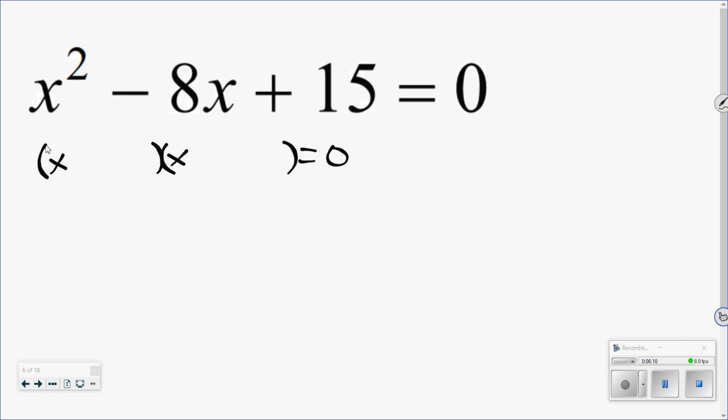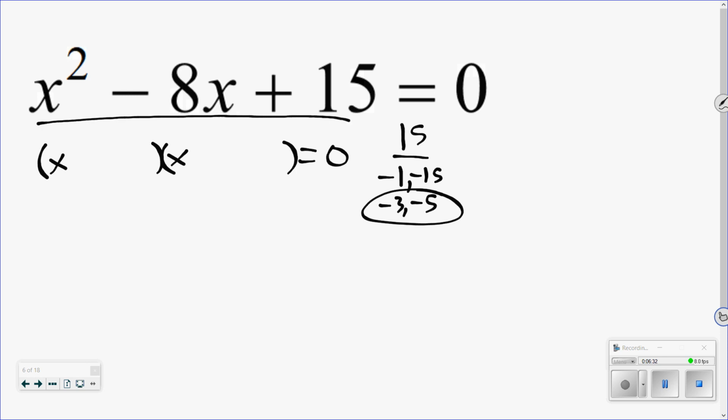When you go to do this one, be careful. To get a positive 15, it could be two positives or two negatives. The numbers have to add up to be a -8, so it's got to be two negatives. So -1 and -15, -3 and -5. I think that's it. We want the ones that add up to -8. It's those two right there. So it factors to be x minus 3 and x minus 5.